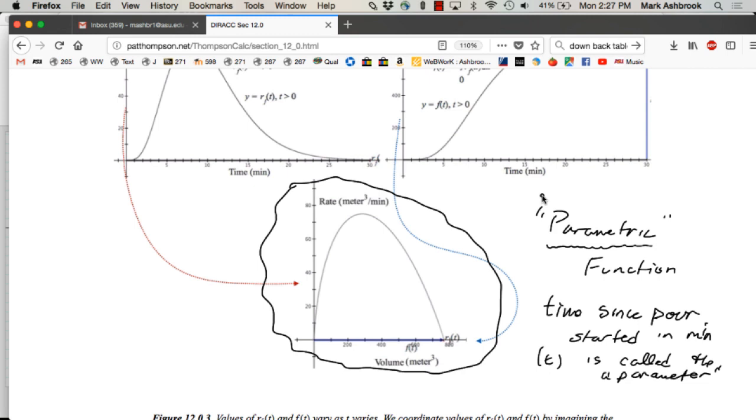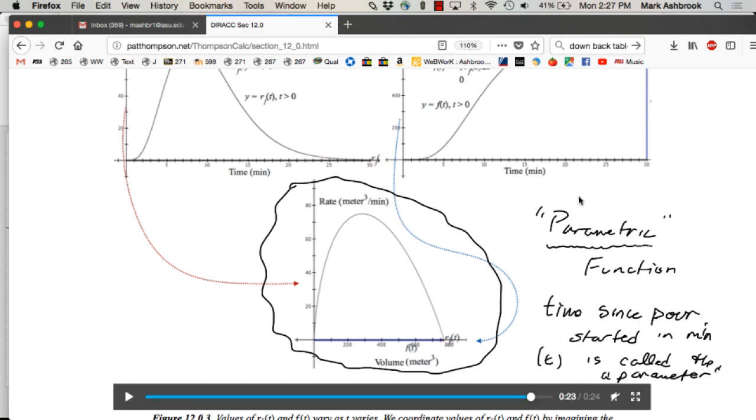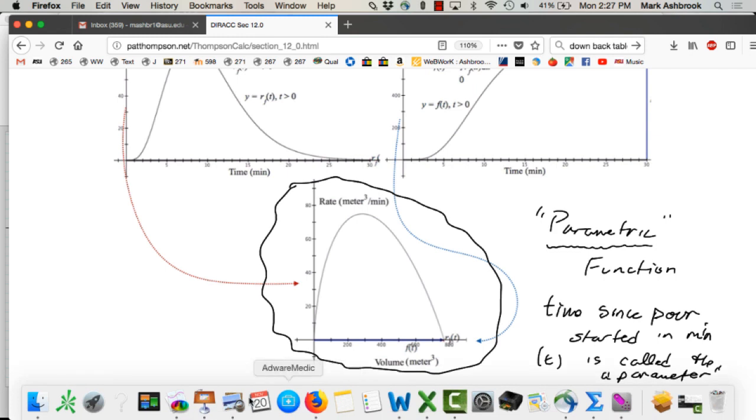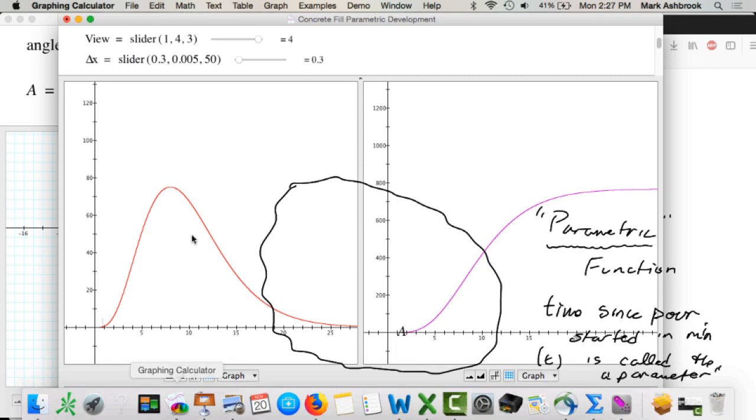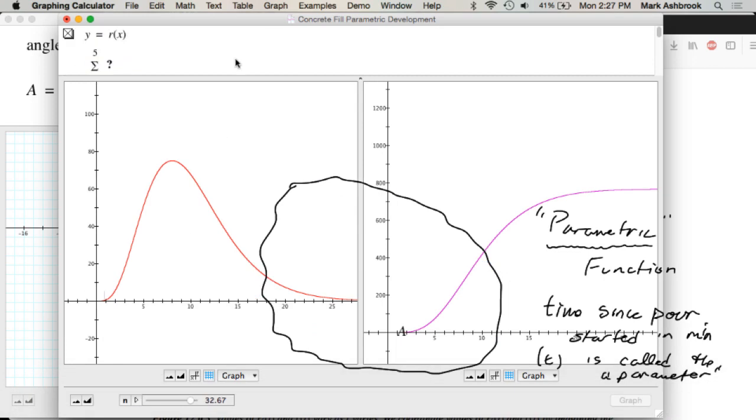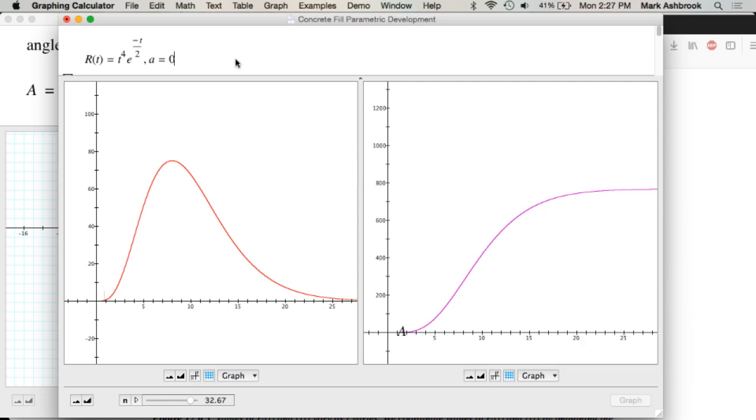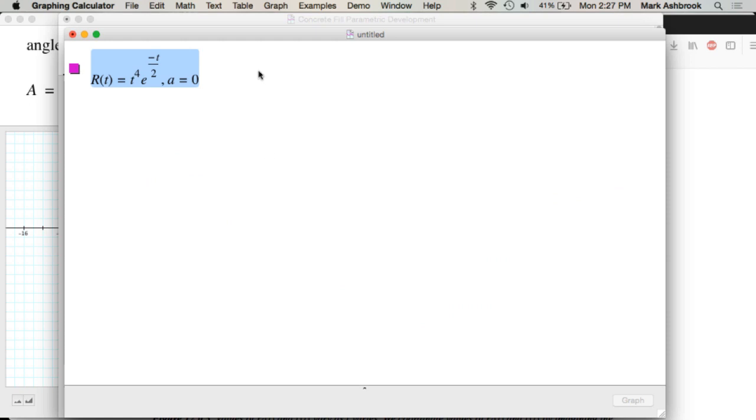Okay, so let's take a look in GC. How can we do that? Can we graph parametric functions? Because you're going to be using GC for your homework. So this rate of change function was this right here. So let me copy that. Start a new file. So there's my rate of change function.